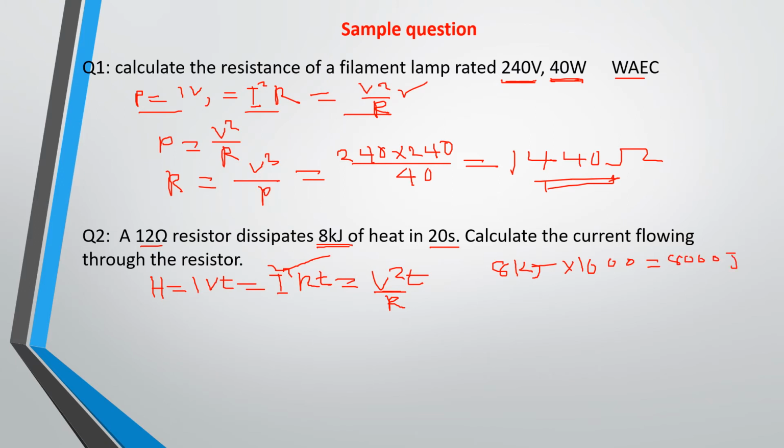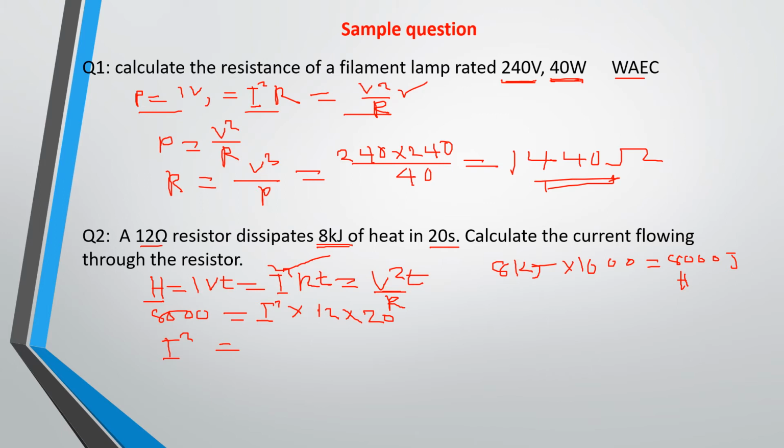joules. Okay, so substituting into this equation, which is equals to your H, you have that 8000 is equals to I squared multiplied by 12, which is your resistance, times time, which is 20. So you make your I squared the subject of the formula.